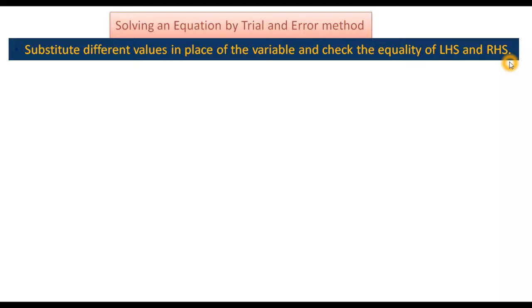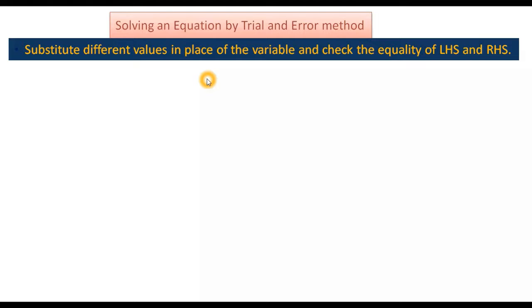If after placing a value in place of the variable, the left hand side and right hand side are equal, that means that value of the variable has satisfied the equation. That value of the variable for which the left hand side is equal to the right hand side is called the solution of an equation, or the root of the equation. So what is the solution or root of the equation? That value of the variable for which the left hand side is equal to the right hand side is known as the solution or root of the equation.